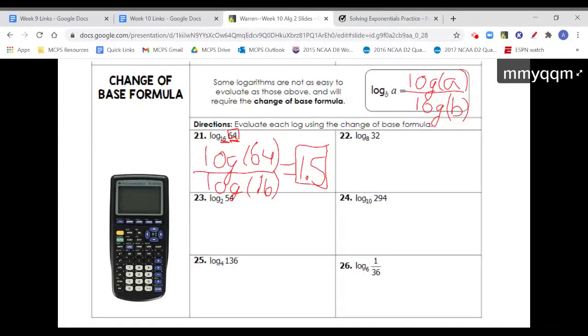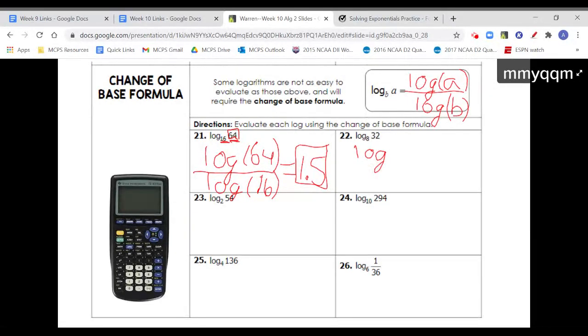That is equivalent to the log base 16 of 64. And just to remember what that really tells us is that if I raise 16 to the 1.5 power, that'll give me 64. Okay. Moving along with this, I'm going to do this for a couple more problems.